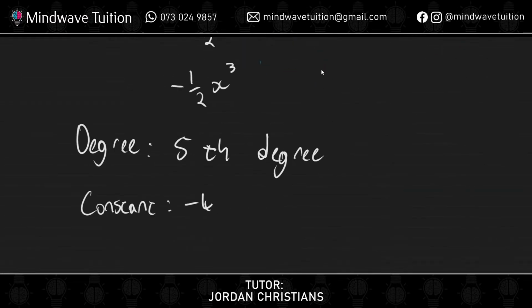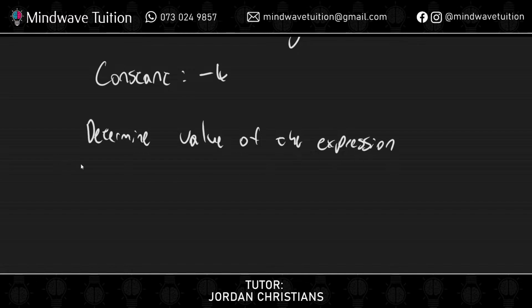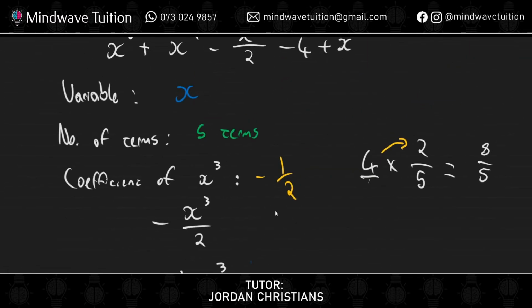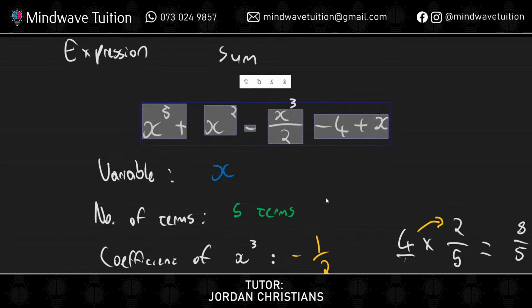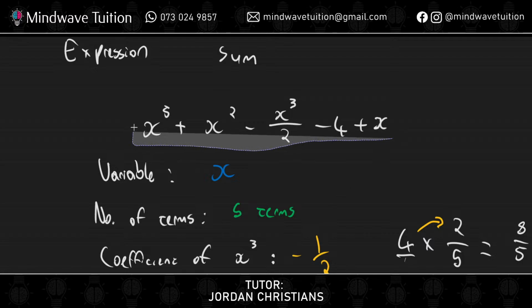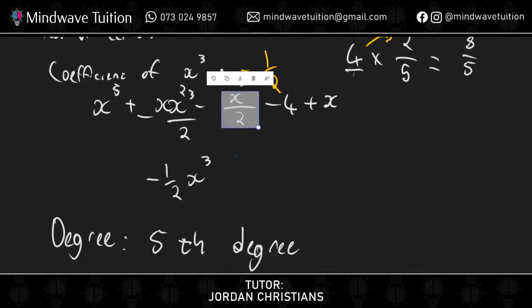So there's one more question we'll do, and that is determine the value of the expression if we say that x is equal to negative 1. So don't forget that x is just a variable, and like I said, variables can be any number. This also means that if they give you a certain term or expression, let me do that real quick.